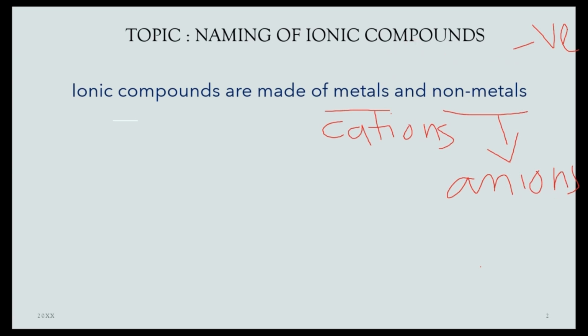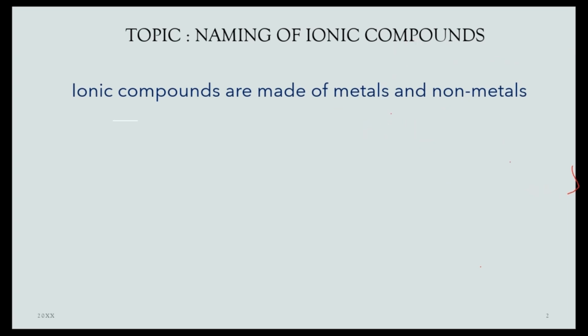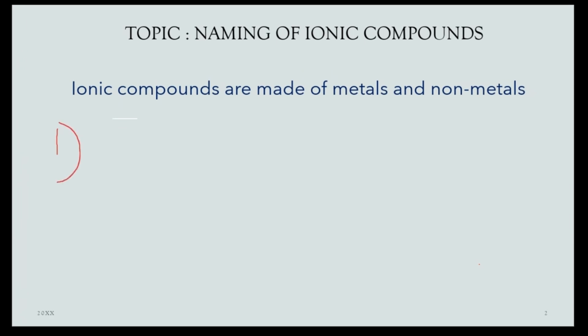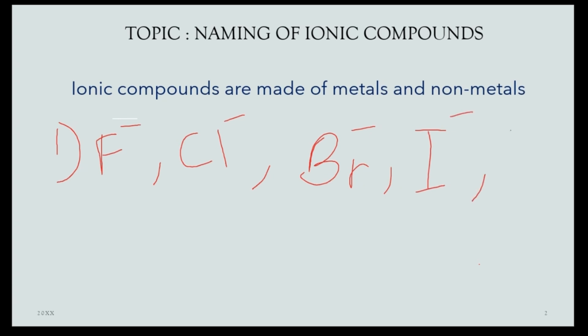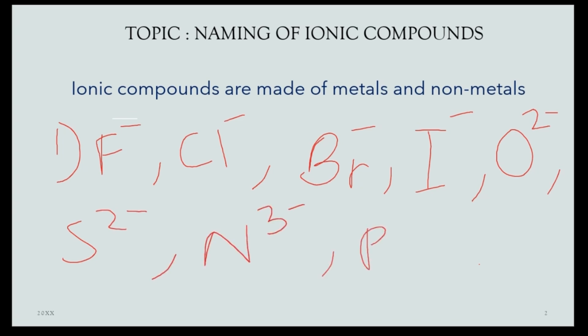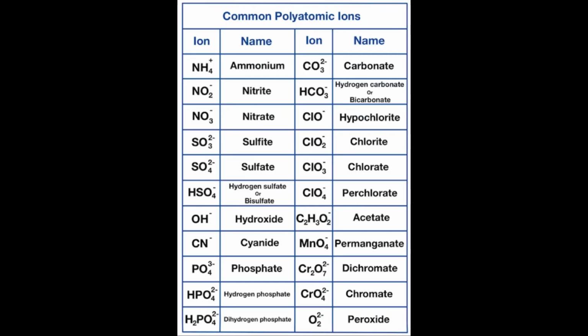Now, we can divide the anions into two types: monoatomic and polyatomic. Monoatomic anions are fluoride, chloride, bromide, iodide, oxide, nitride, sulfide, and phosphide. You have to memorize the charge of these 8 monoatomic ions because it will not be provided in the examination. However, for the polyatomic ions, a chart will be given to you with the help of which you can find their charges. For your convenience, I've given the chart here.